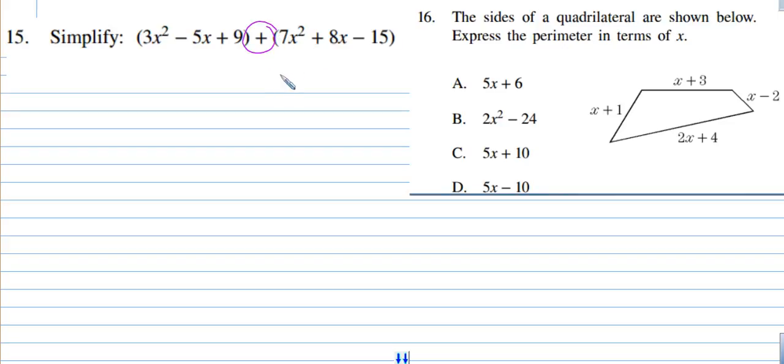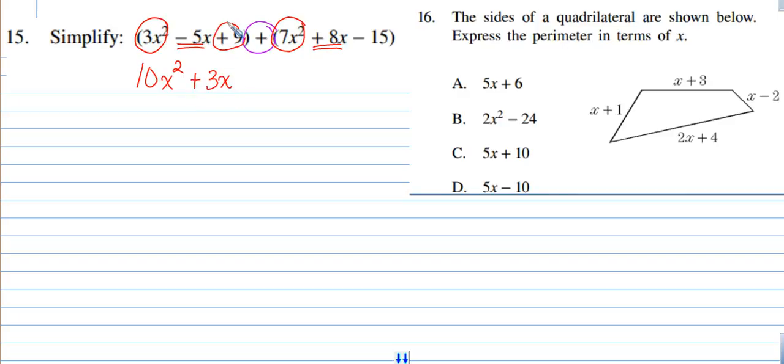When you add, there's not a whole lot different. You just look for your like terms, and you combine them together by the signs they have. X squared, got another x squared, 3x squared plus 7x squared, 10x squared. Negative 5x, positive 8x. They're different signs, so we'll subtract. So 8 minus 5 is 3, and 8's bigger, and so it's positive 3x.